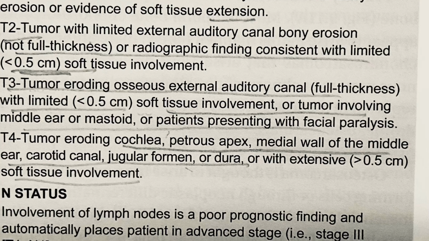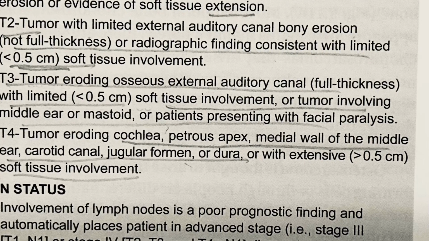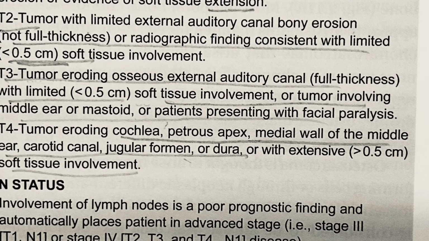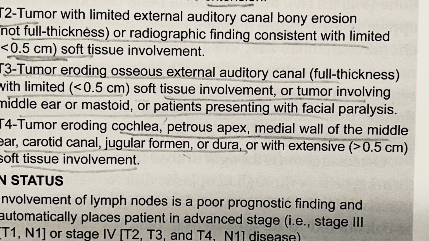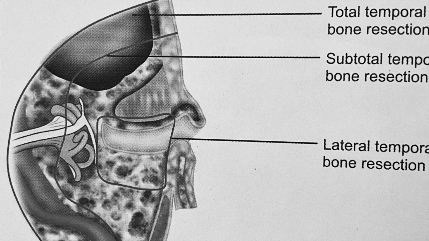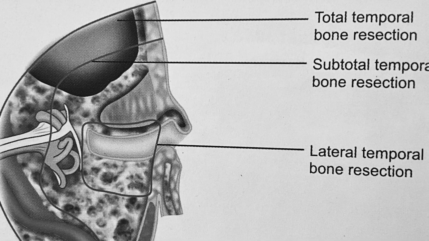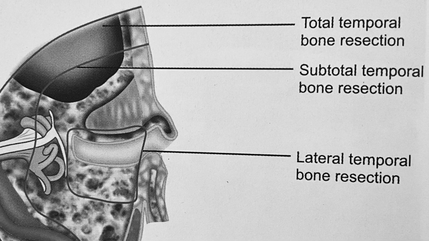T4: Advanced tumors with invasion into the deep soft tissues, such as the facial nerve, carotid artery, dura, brain, or other critical neurovascular structures. The surgical approach depends on the tumor stage. T1 and T2 are often treated with lateral temporal bone resection. T3 typically requires subtotal temporal bone resection, and T4 may necessitate total temporal bone resection if the tumor remains resectable.